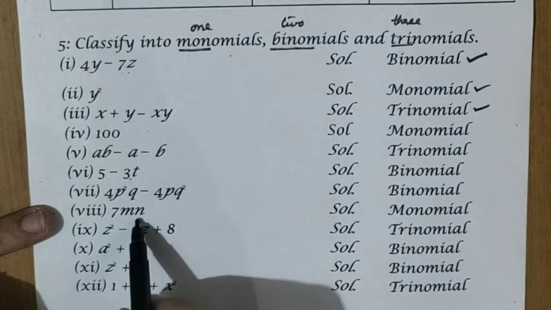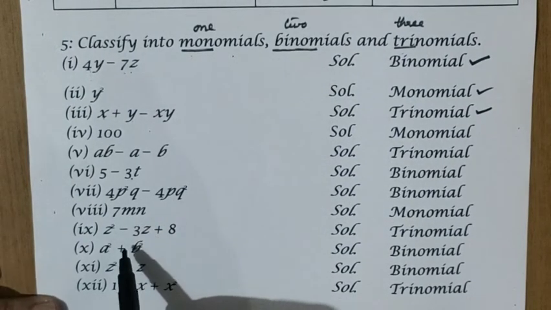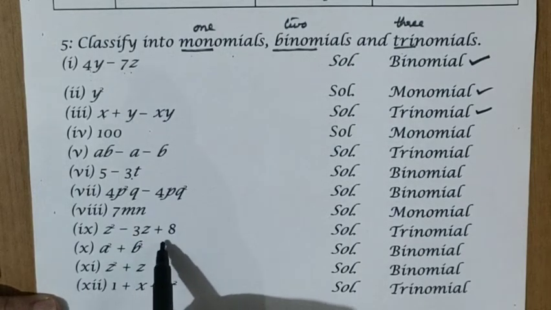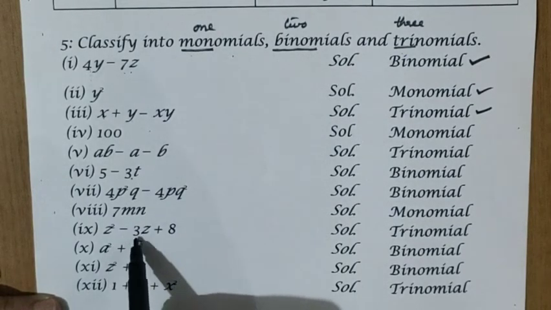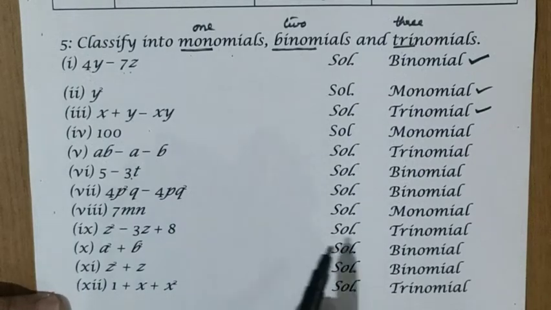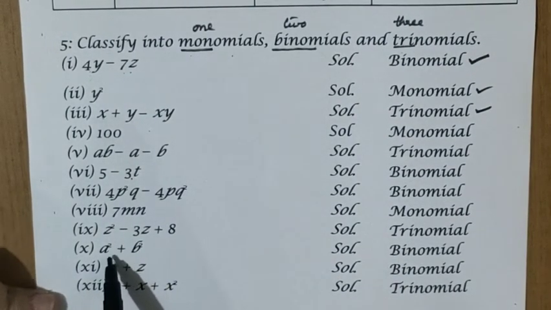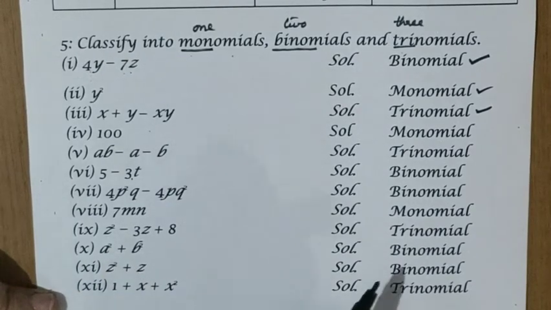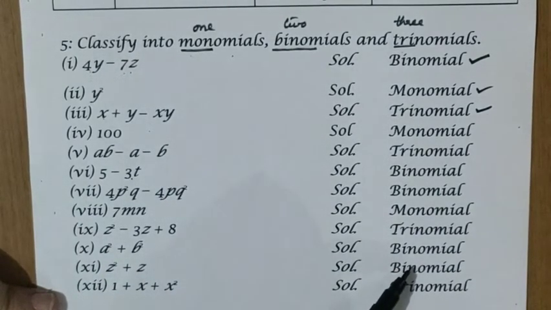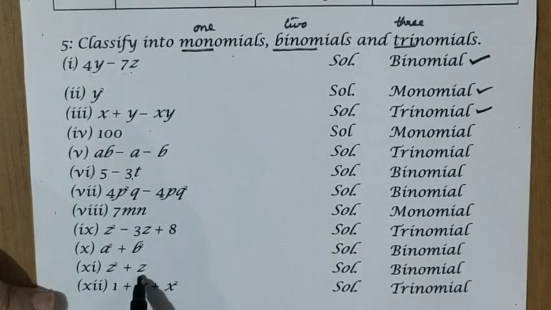Next is 7mn. How many terms are there? Only one term. So what is the name? Monomial. z square minus 3z plus 8. How many terms? 1 2 3. So what is the name? Trinomial. a square plus b square. How many terms are there? 2 terms. So what is the name? Binomial. Next, z square plus z, again 2 terms. What is the name? Binomial.